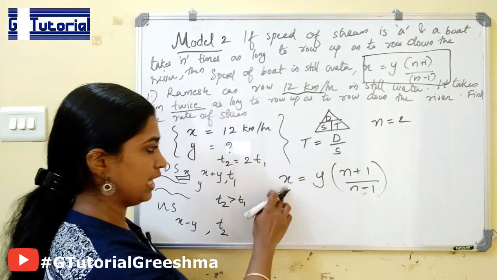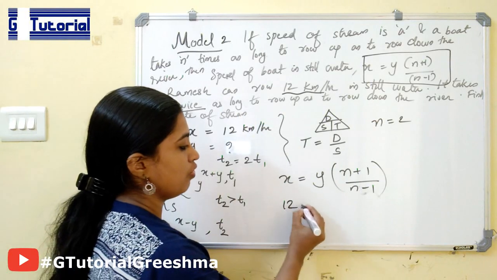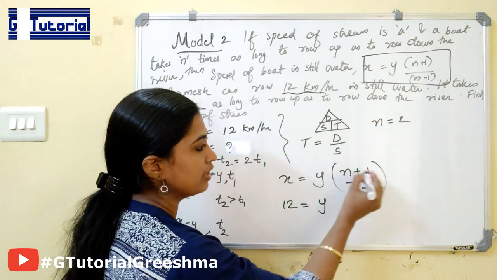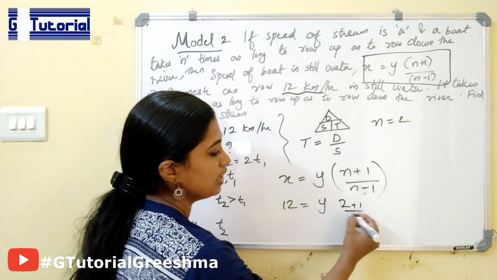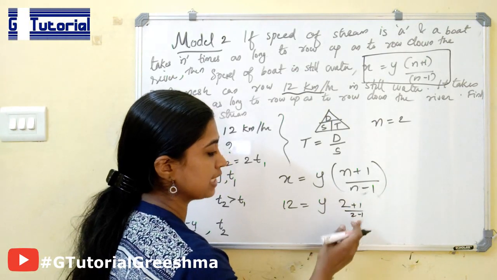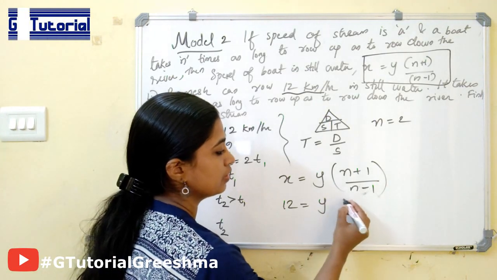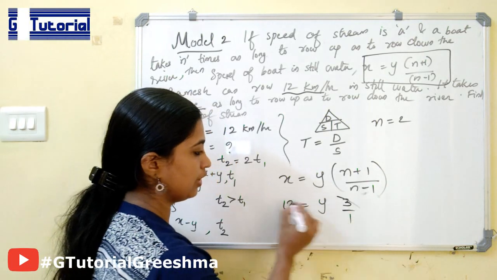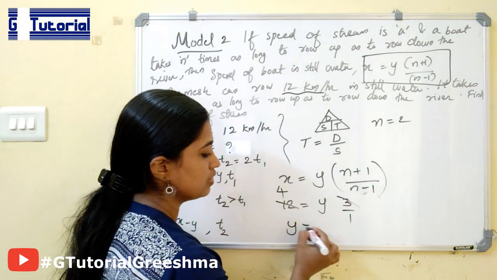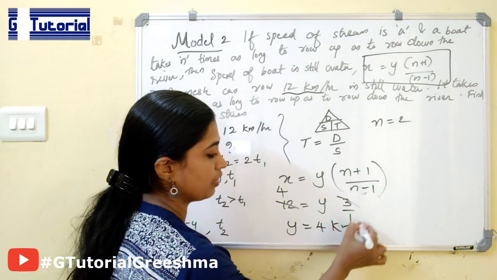Let us substitute for that. x is given as 12, y is what we are asked to find, and n is 2. So 12 is equal to y into (2 plus 1) by (2 minus 1). 2 plus 1 is 3, so 3 by 1. 3 and 12 get cancelled, 4. So the value of y is equal to 4 km per hour.